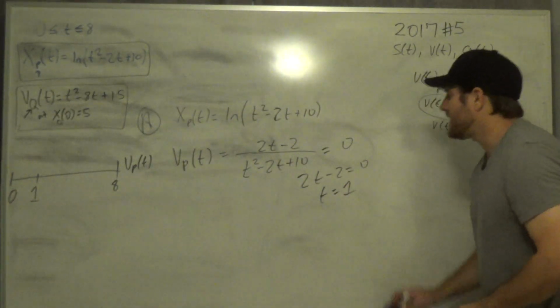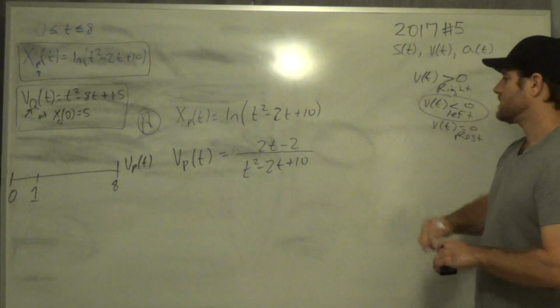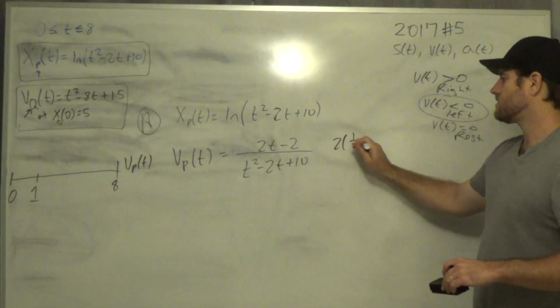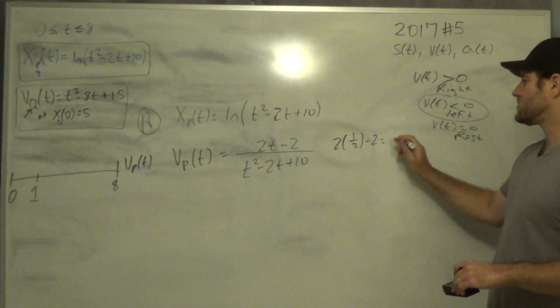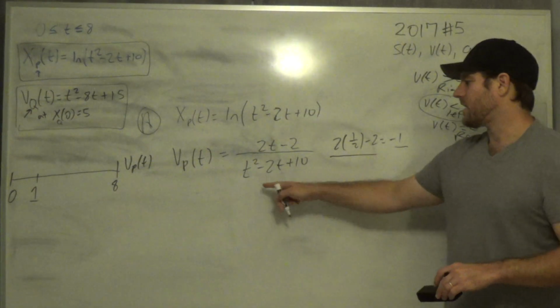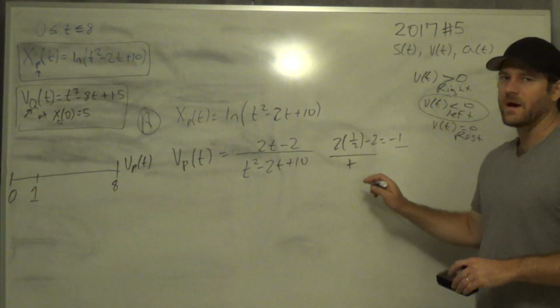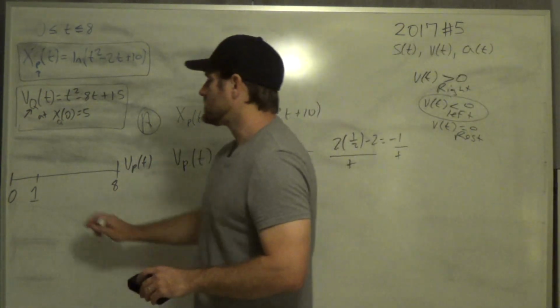When I go to plug in a half, so if I just put a half here, you'll see 2 times a half is 1, 1 minus 2 is a negative. And on the bottom, when I plug in a half, I told you the bottom is no matter what always going to be positive. So we get a negative over a positive, which is a negative.